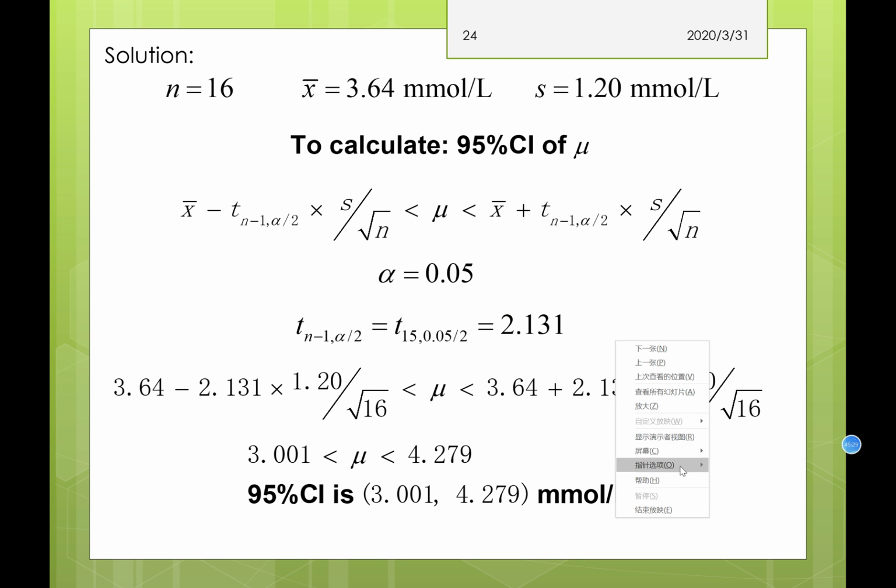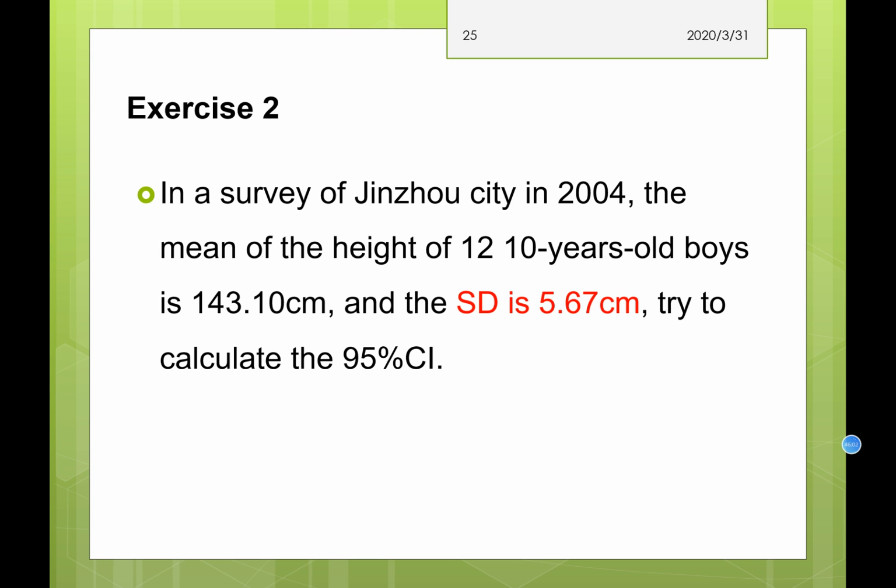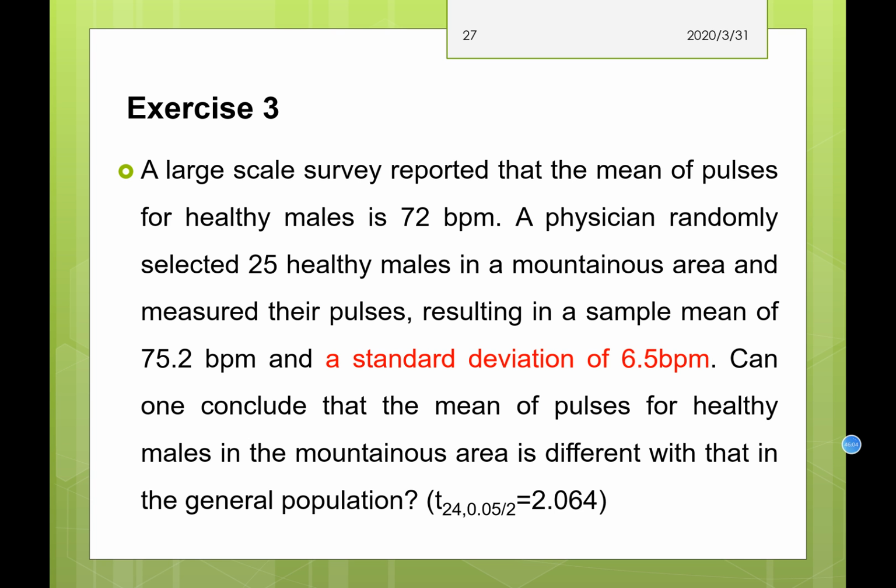Okay, so here, this is the t value that we can get from the table. That is 2.131, and we put all the numbers into the formula. Finally, we find that the 95% confidence interval is between 3.001 and 4.279. So that is the 95% confidence interval for this question. Okay, let's try another one.